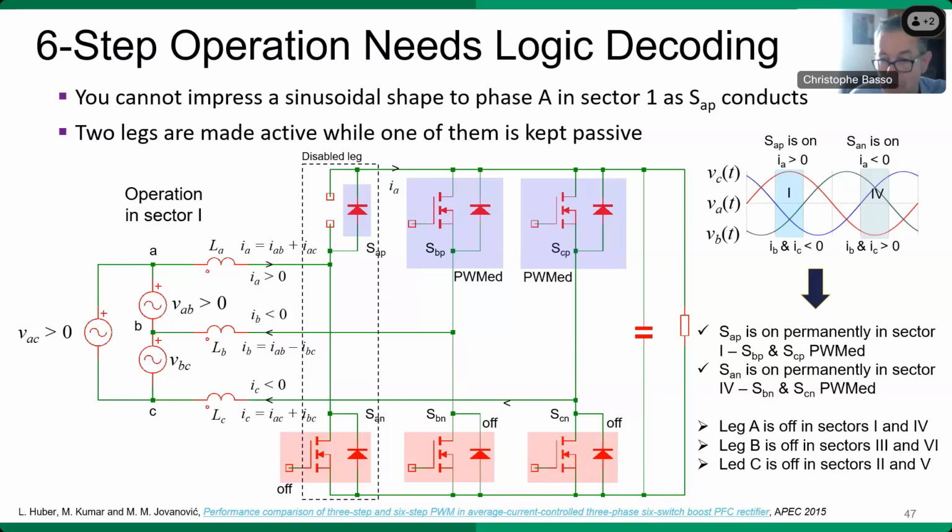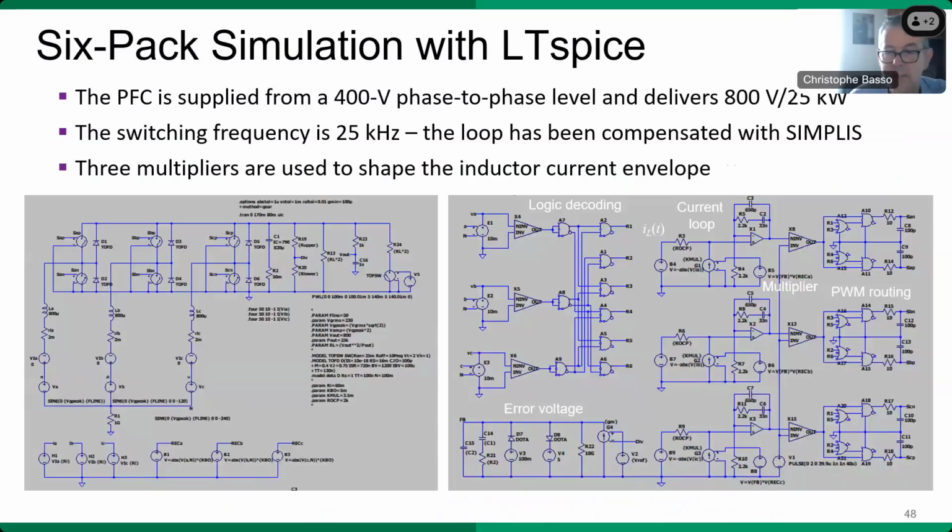As a result, the logic block will disable leg A in sectors 1 and 4, leg B in sectors 3 and 6, and leg C in sectors 2 and 5. And this is exactly what I've done in this slide. You can see a three-phase PFC configured in the 6-pack architecture with individual phase current shaping. So this is the concept of average current mode control used in single phase here, multiplied 3 times for a very simple type of control.